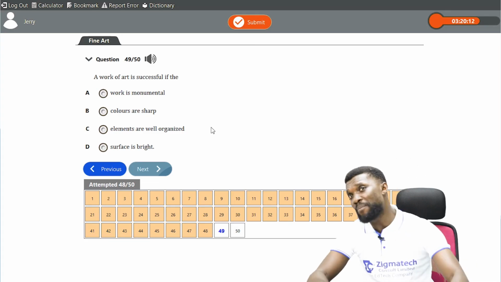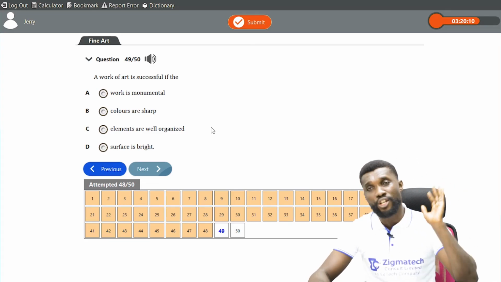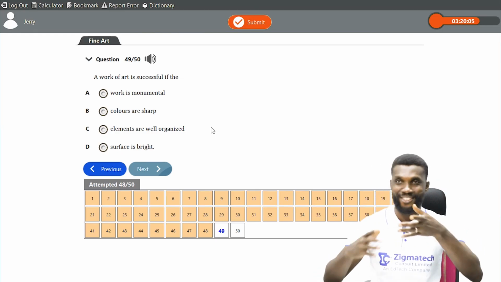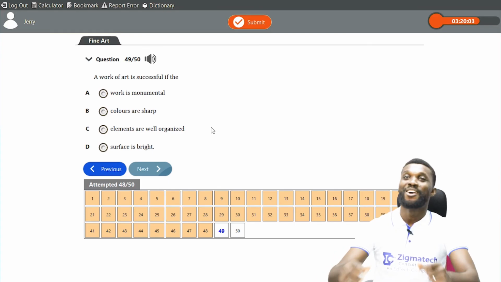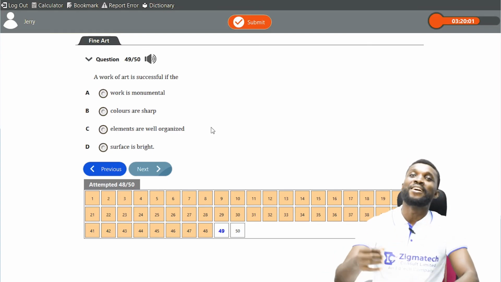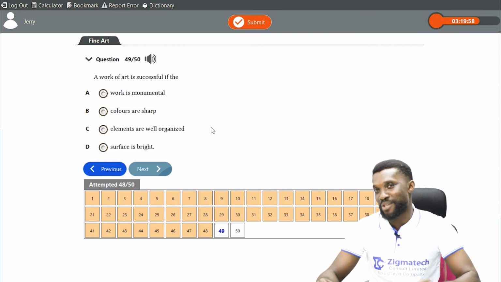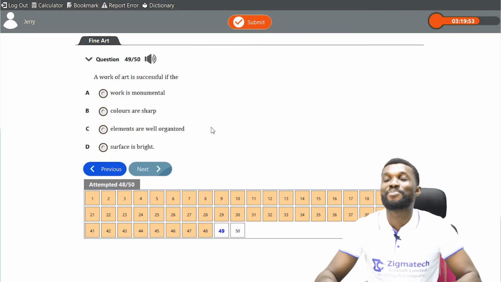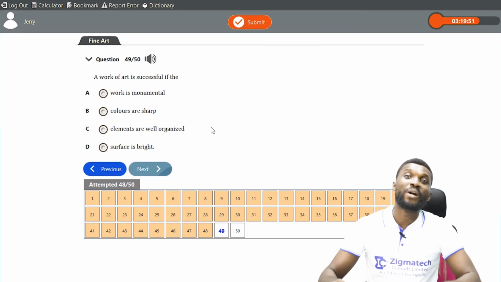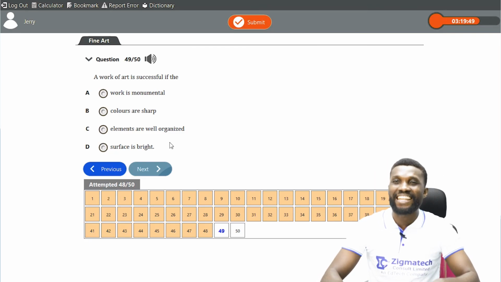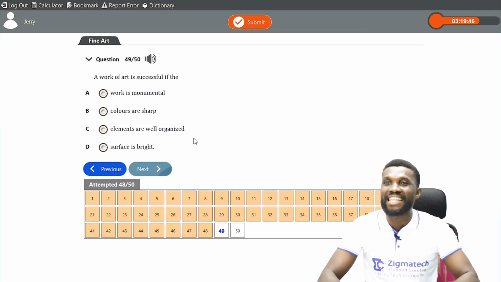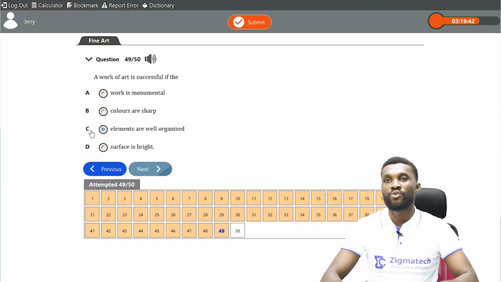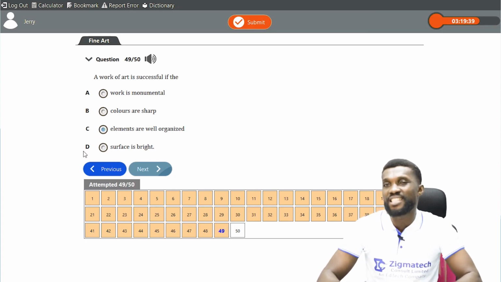I explained there are 7 in number: line, form, shape, texture, color, space, and what? Tell me the last one. All right. So those are the 7 elements of art. If they are well arranged, does it mean the artwork is successful? I don't know about that. And then finally, the surface is bright. So what do you think? When the elements of art are well arranged, which means they are well organized by the principles of art, then the artwork is successful. So that gives us C as our answer.